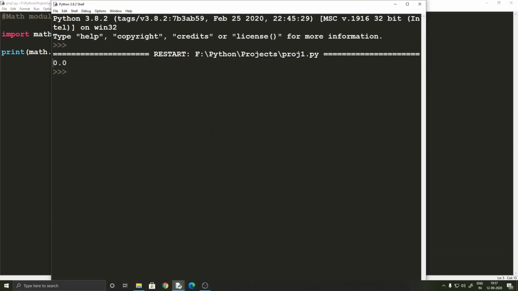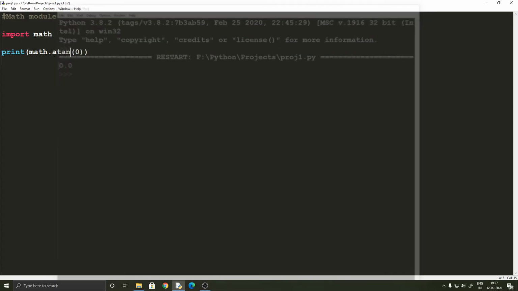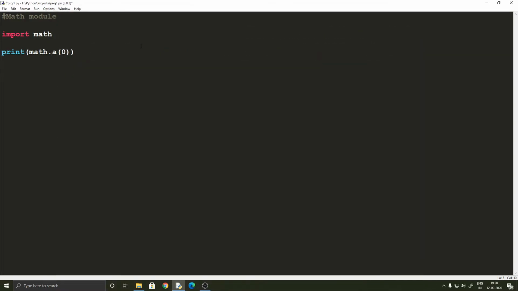Tan 0 is 0. So a tan of 0 should be 0. And again, there are the a sine, a cos, and all those functions. So all these functions are there in the math module for you to use. So that's it about the trigonometric functions in the math module. So now let's look at some constants which you can use from the math module.